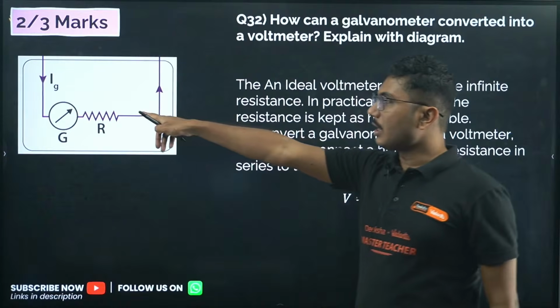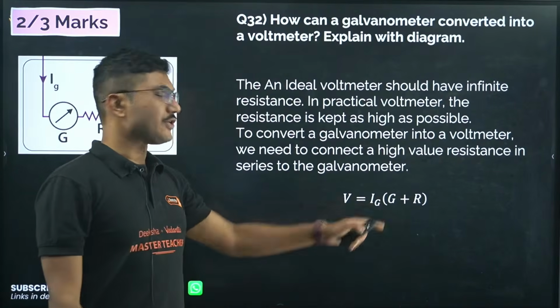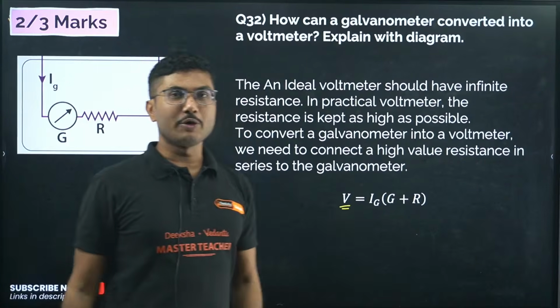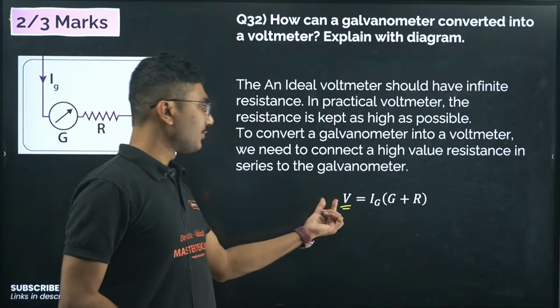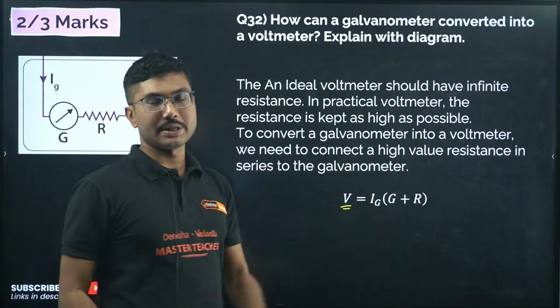So this is the diagram, the circuit diagram is compulsory here. This equation is compulsory here. What is this V? This is the measurement value. Voltmeter means it measures voltage. So this is the voltage that you are measuring. V equals Ig into (G plus R).